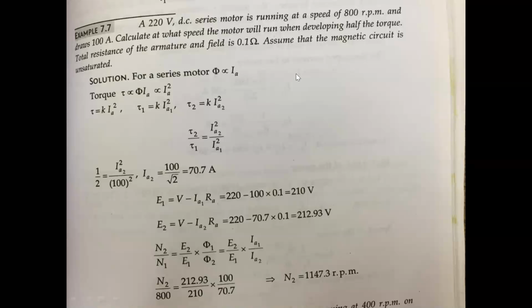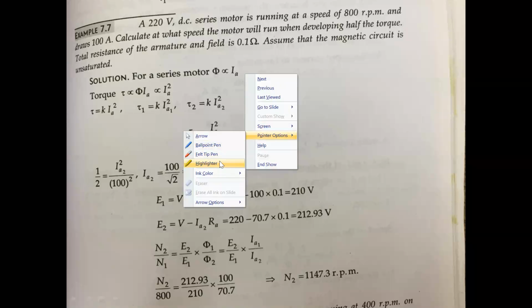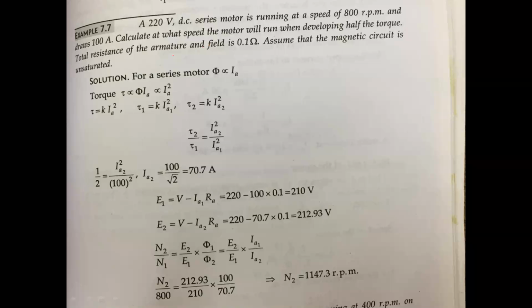The armature resistance is also very small. See here, the series motor total resistance of armature and field is 0.1. Assume the magnetic circuit is unsaturated. This point is also very important in series motor problems.